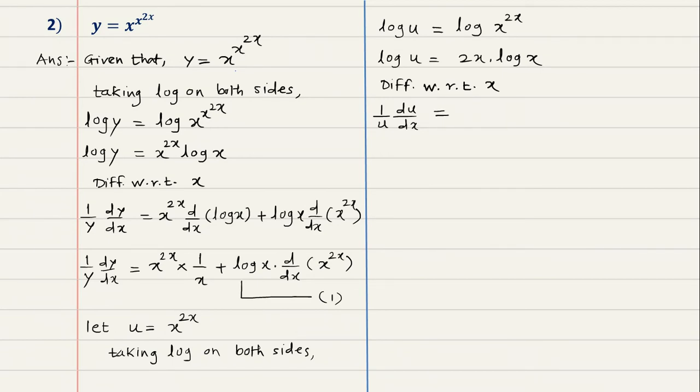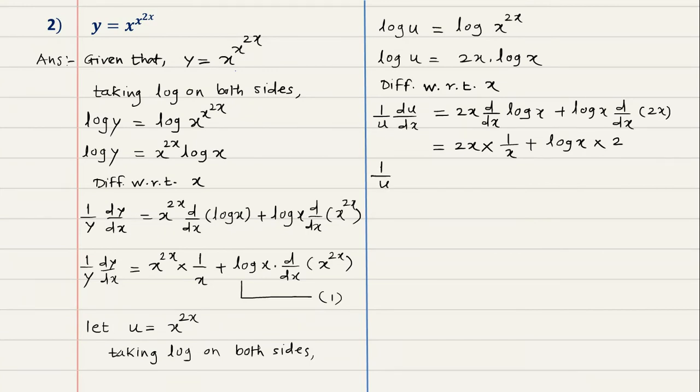This is equal to the derivative of 2x into log x. So 2x as it is into d by dx of log x, plus log x as it is into d by dx of 2x. Complete this now. So 2x as it is into the derivative of log x, which is 1 upon x, plus log x as it is into the derivative of 2x, which is 2.